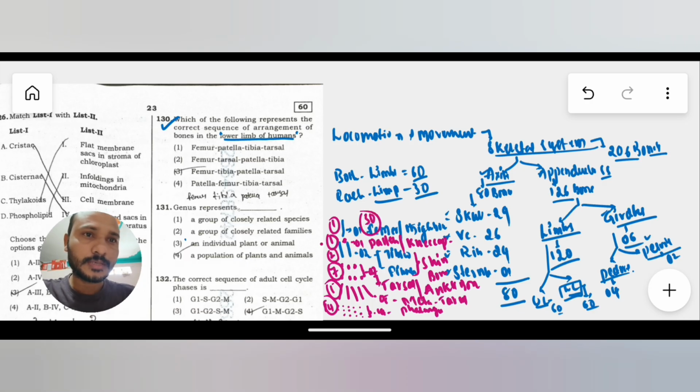So here we have to identify the exact arrangement of the lower limb. First, the femur bone. We just have to identify the femur here, and so we can eliminate some options. After the femur we have the patella bone. So not tarsal, not tibia, so we can also remove these two options. After the patella, then we have tibia, and after tibia we have tarsals, like this. So the right answer is the first one.